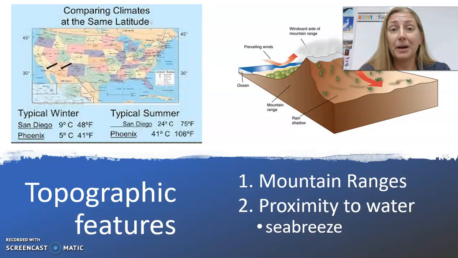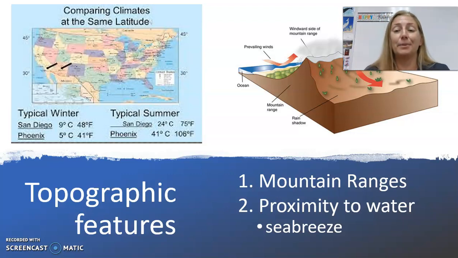So if we're talking about a place that's smack dab in the middle of the United States, they're going to have big fluctuations between winter and summer temperatures because they just don't have that regulating effect of the ocean. That's what you're seeing in the map there, comparing coastal San Diego versus Phoenix, which is located more inland. They're at the same latitude, so they're receiving the same amount of sunlight, but the big difference is that San Diego is near the Pacific Ocean, and so the ocean water itself is helping to regulate the climate.